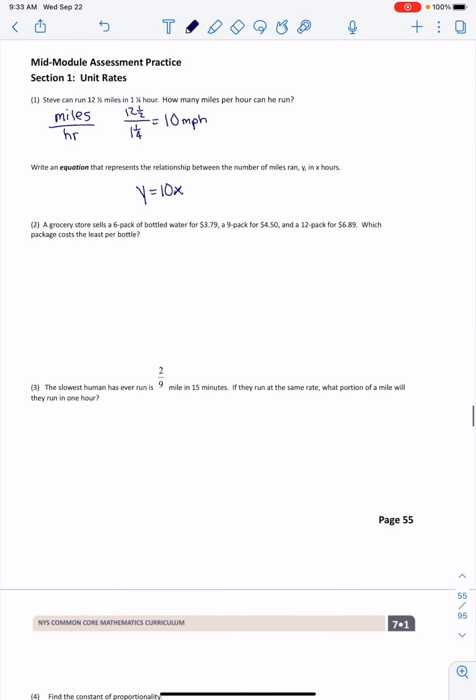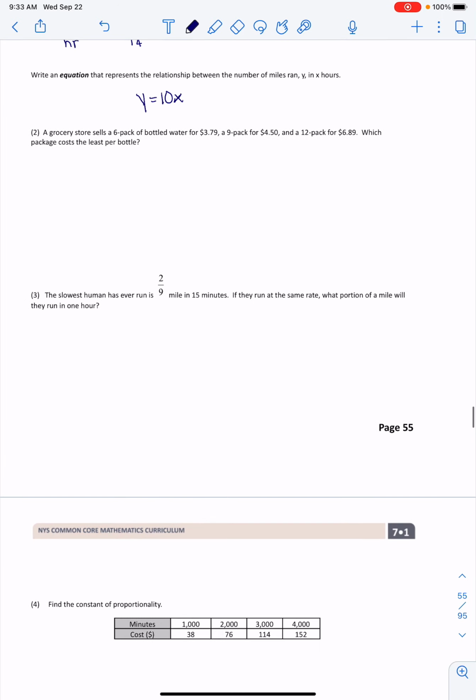So next, it says a grocery store sells a 6-pack of bottled water for $3.79, and a 9-pack for $4.50, and a 12-pack for $6.89. Which package costs the least per bottle?